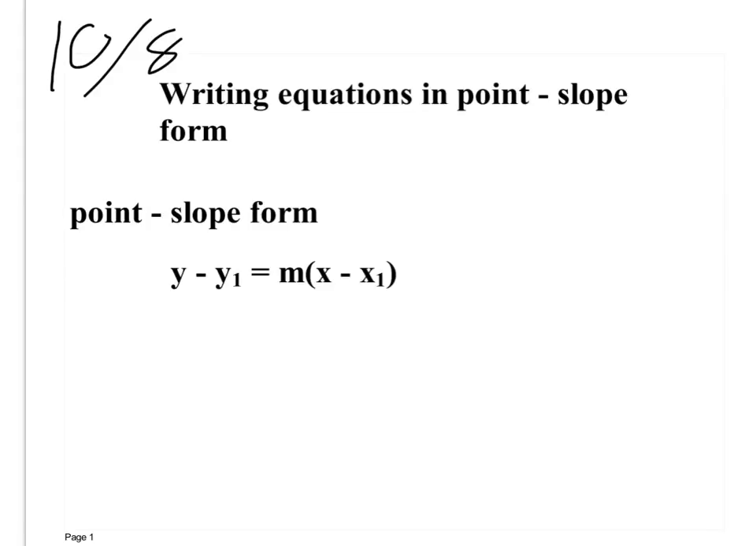Alright, today we're writing equations in point-slope form. This is point-slope form. It's y minus y1 equals m times x minus x1. They will give us a point and a slope. We just plug it in a point-slope form, and then we have our equation for the line.